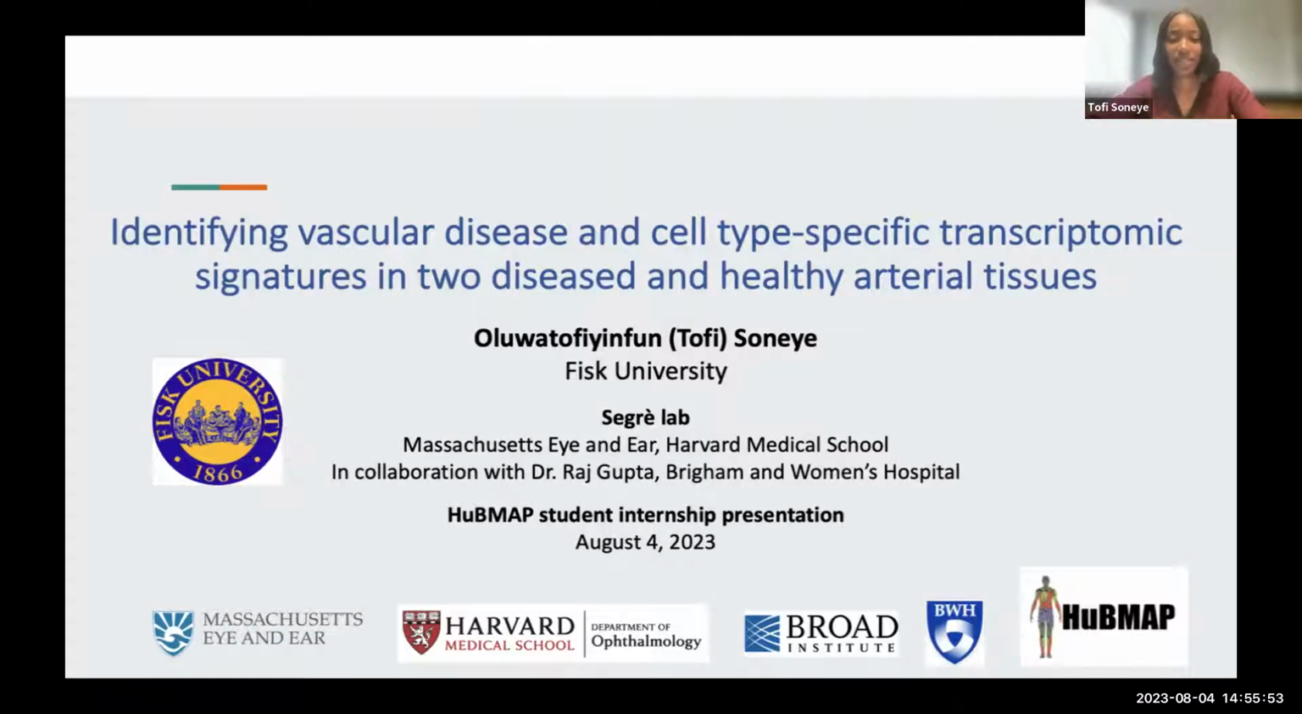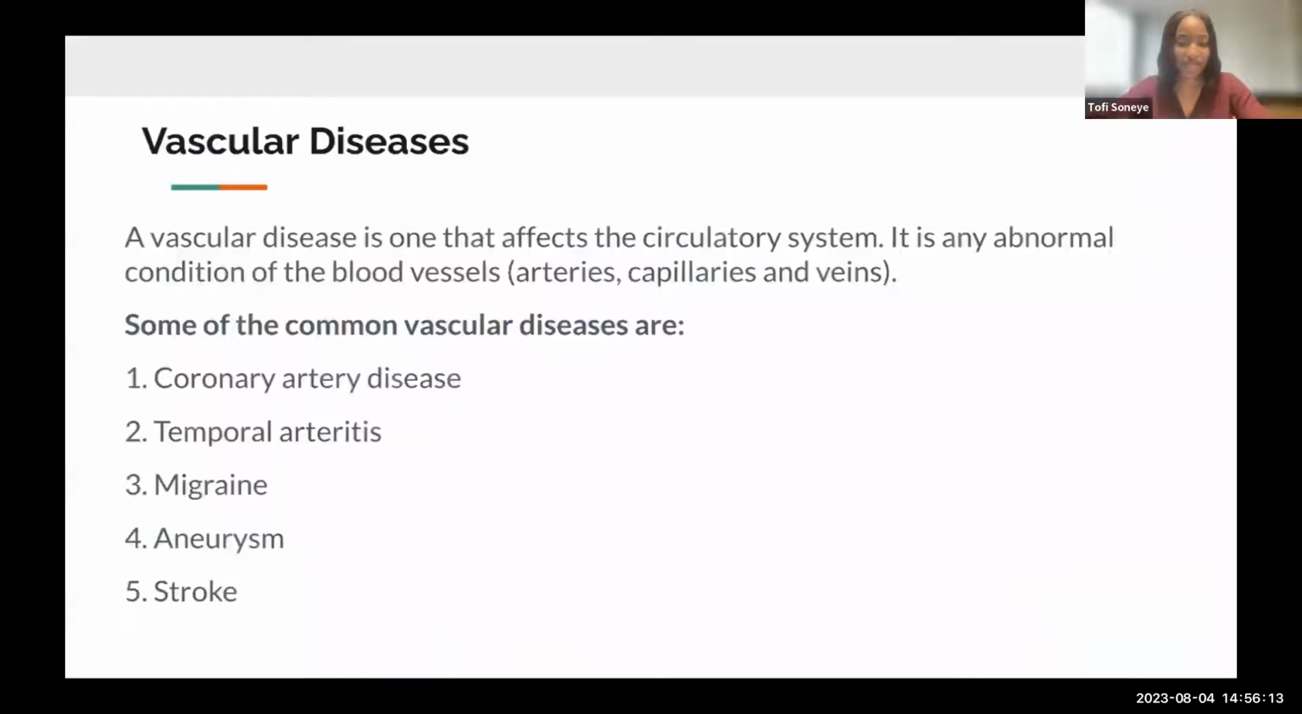So this summer, my project was on identifying vascular disease and cell type specific transcriptomic signatures in diseased and healthy arterial tissues. I worked at the Segre lab in collaboration with Dr. Raj Gupta of the Brigham and Women's Hospital.